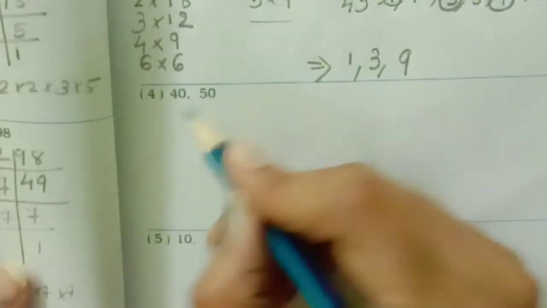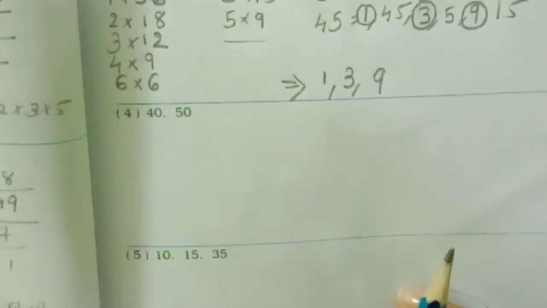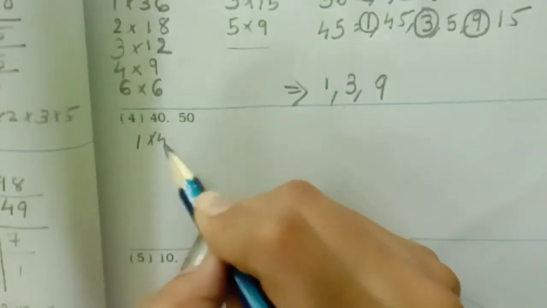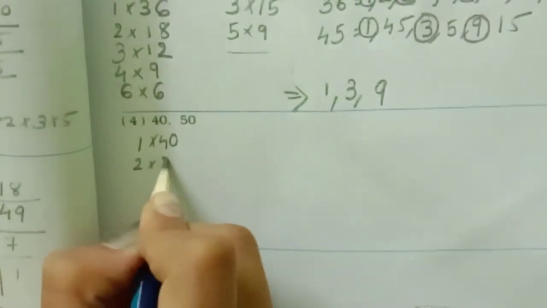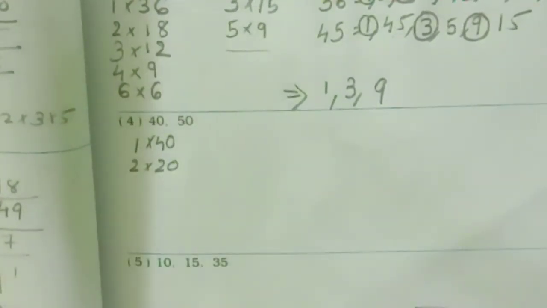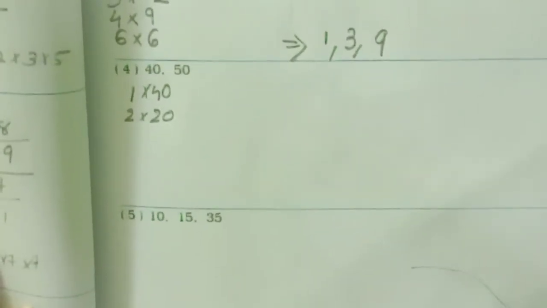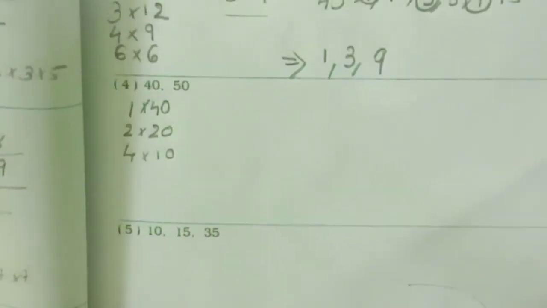Now 40 and 50, two numbers are given. So first we will write all the factors of 40. 1 40s are 40, then 2 20s are 40. Is 3 possible? No, 3 is not possible. Then 4, yes, 4 10s are 40.